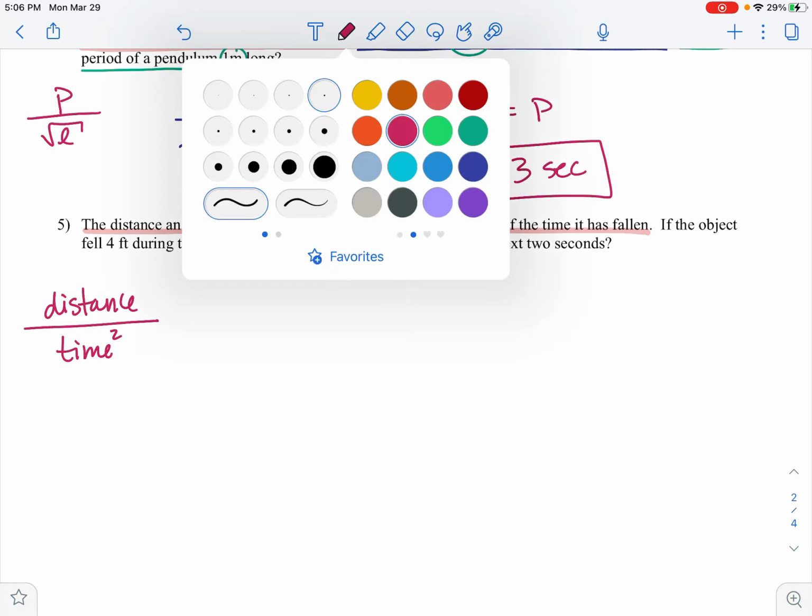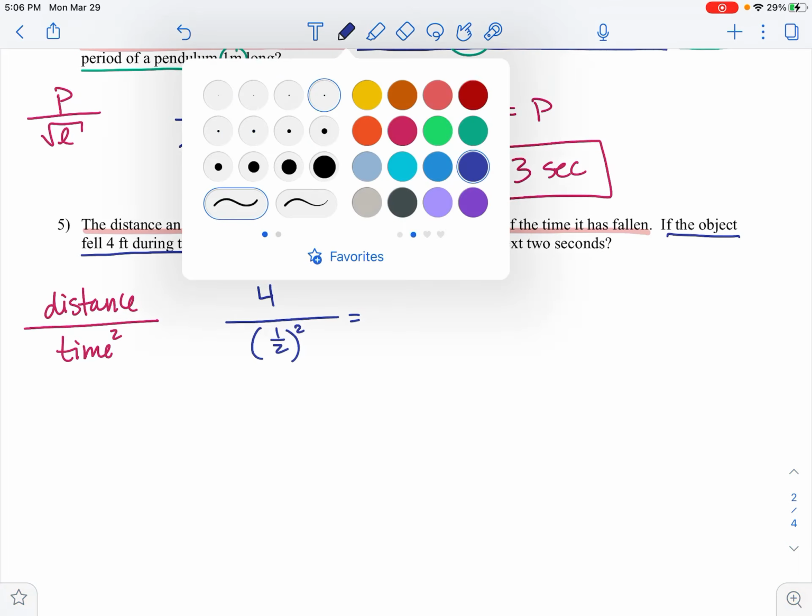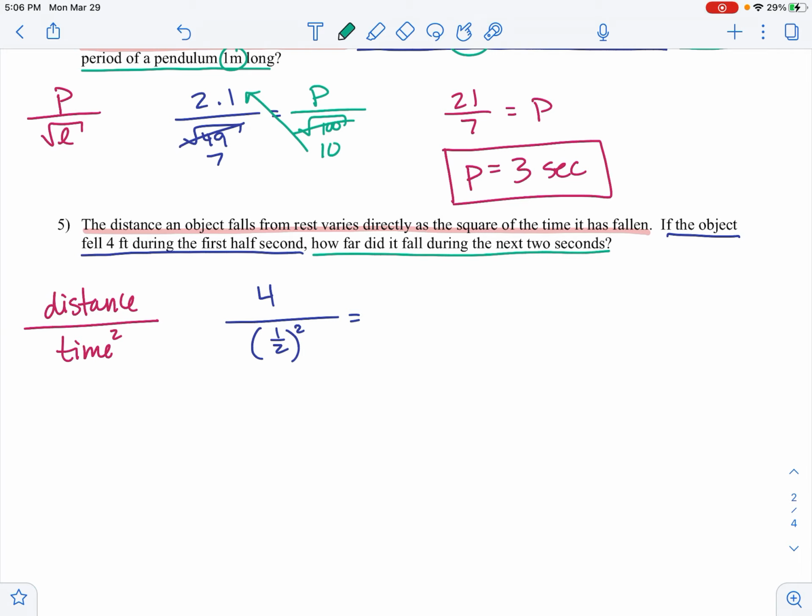All right, now let's see. If the object fell 4 feet during the first half second, so the distance was 4 feet, the first half second is going to be 1/2 squared. How far did it fall during the next 2 seconds? Well, all I need is the distance during those next 2 seconds. But how long did it fall total? Because notice the time it's fallen total. So how long it has fallen is 2.5 total. This is the proportion that I want to solve.